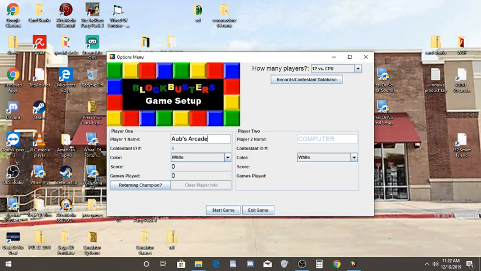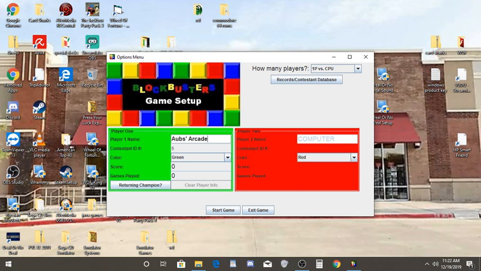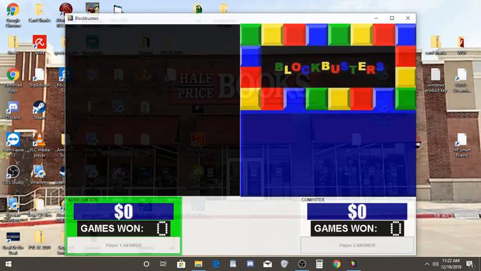Arcade. Let's go with that. Let's put the apostrophe in front of the S. There. Color, I want green. That's my favorite color. The computer player's color, red. Alright, let's play. Start the game.